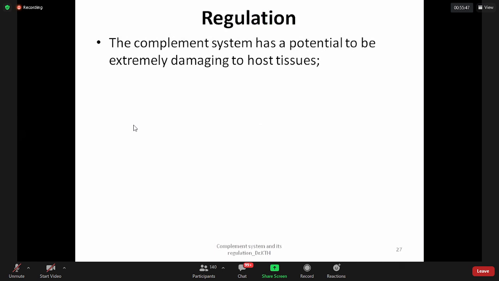Now, the complement system has a potential to be extremely dangerous to the host tissue. So you can imagine that when you produce all these complement components, you're producing cytokines. I'll give you an example of a disease that has killed people through cytokines. One of them is COVID. People who die of COVID are not killed by the virus, but they are killed because of the excessive production of cytokines, which overwhelm the immune system, okay? And they also destroy the tissues. So that is how damaging this complement system can be if it's not regulated.